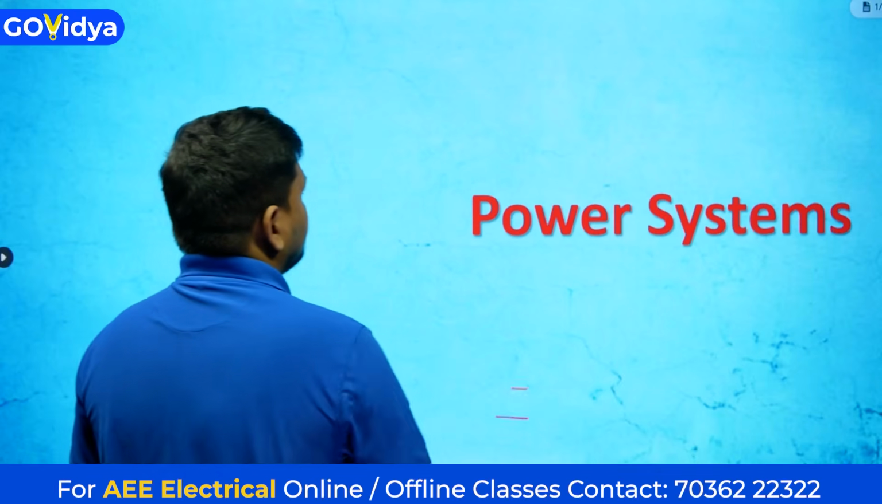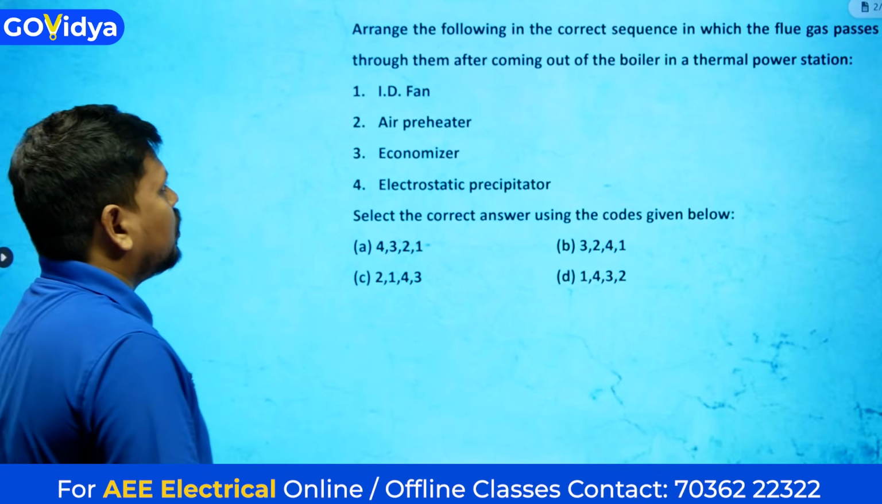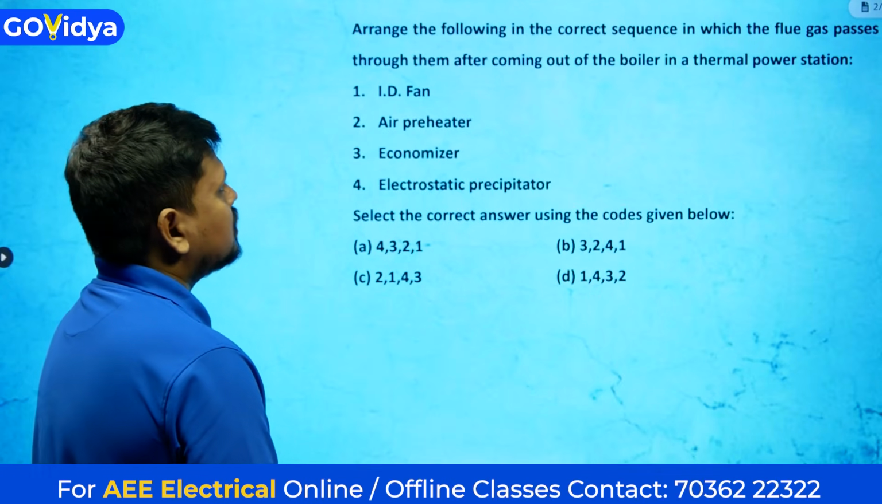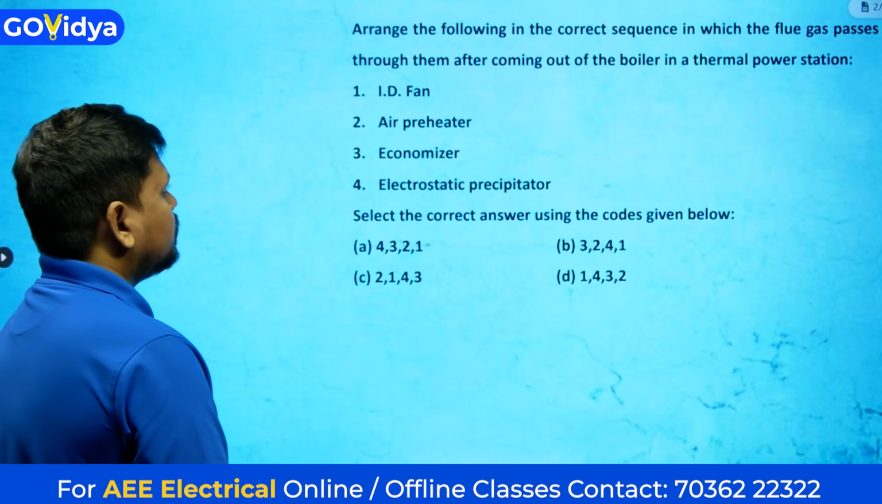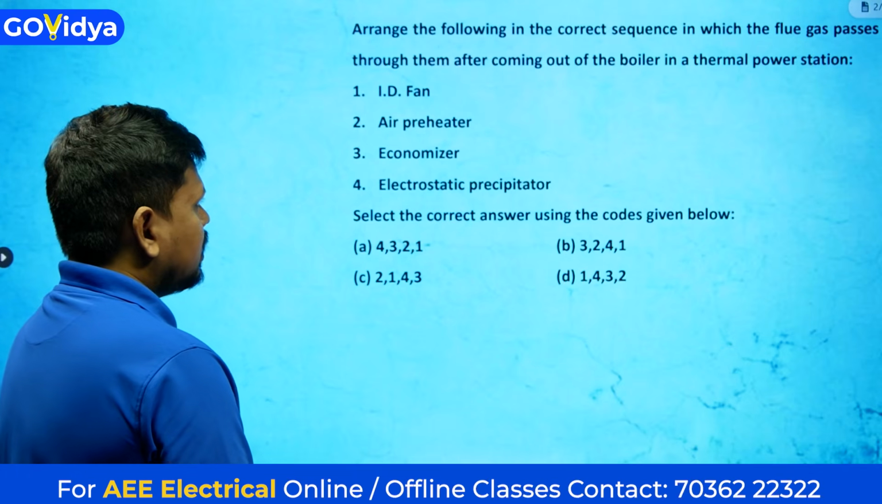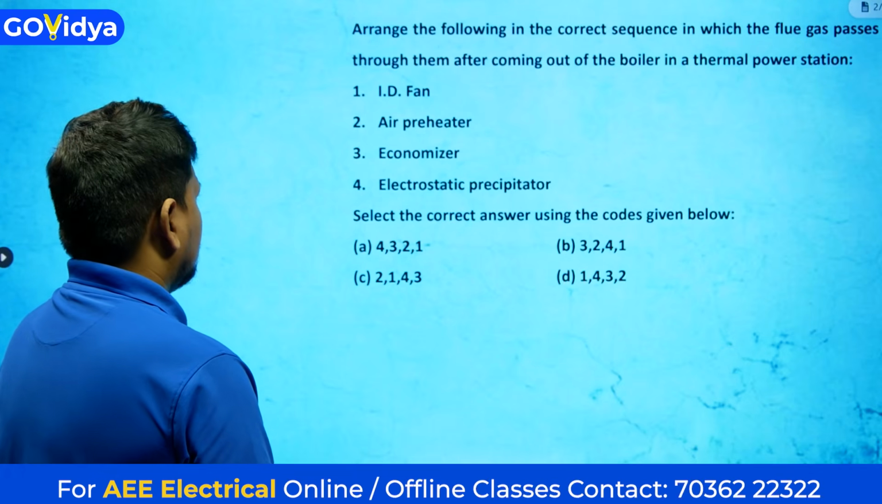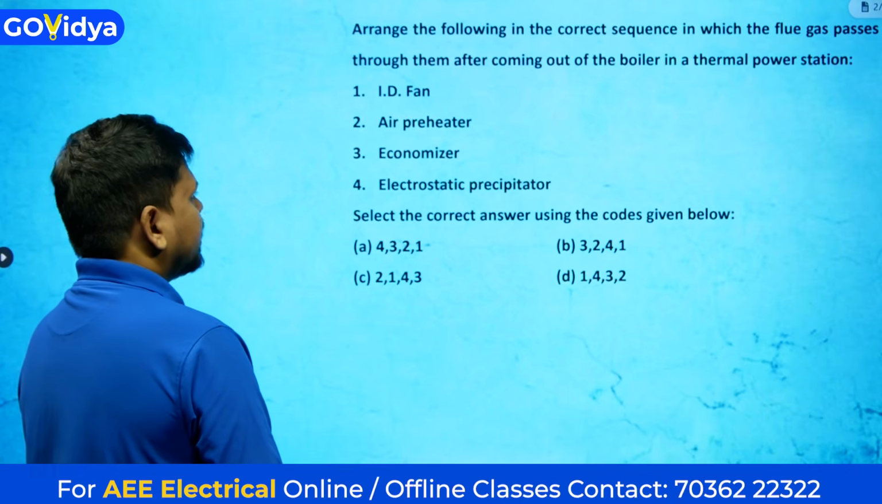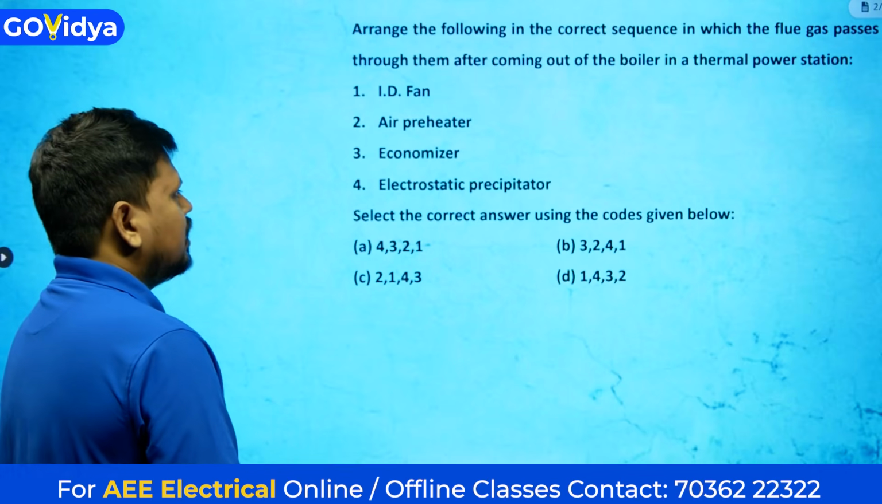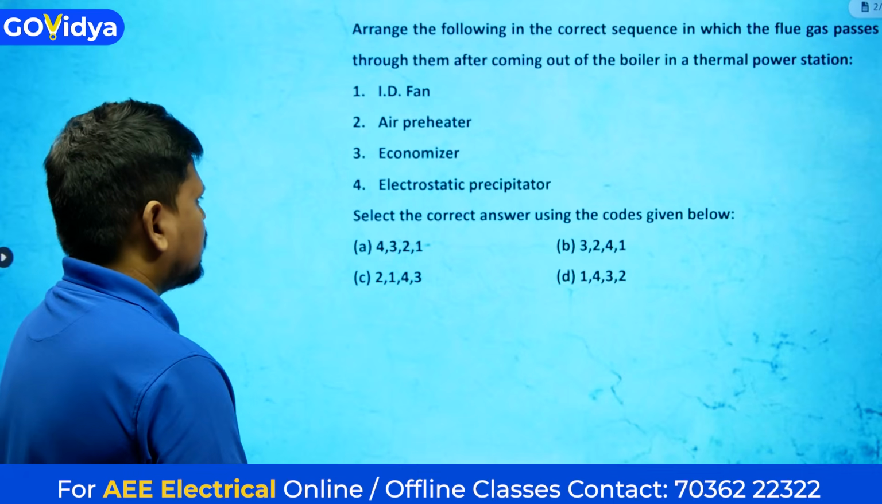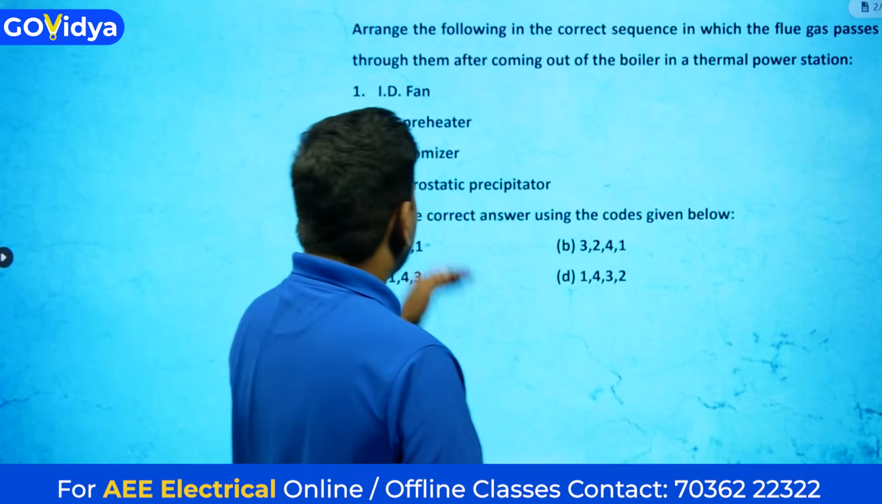First question: arrange the following in the correct sequence in which the flue gases pass through them after coming out of the boiler in a thermal power station. ID fan, air preheater, economizer, electrostatic precipitator. Select the correct answer using the codes given below. The codes give the sequence.